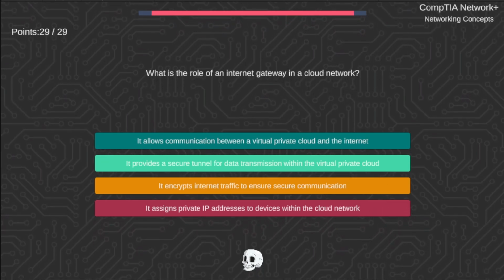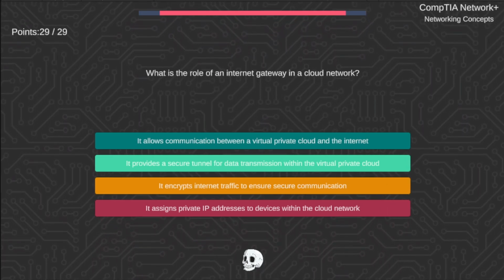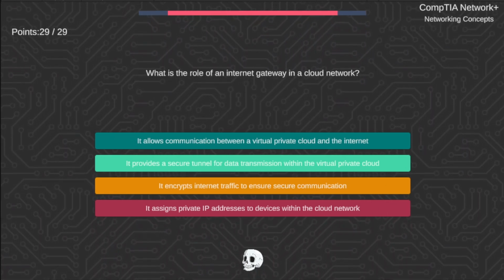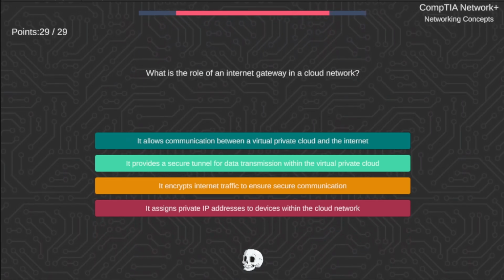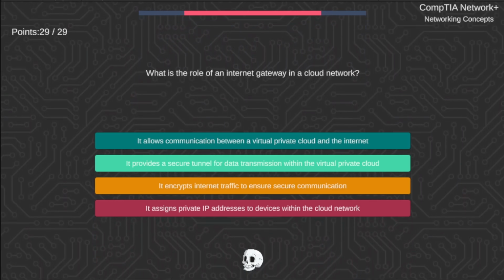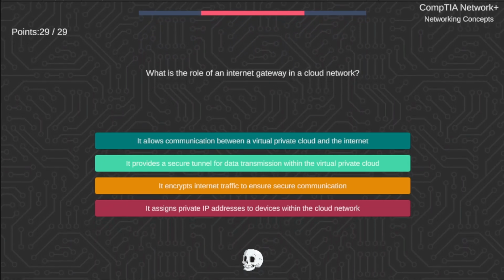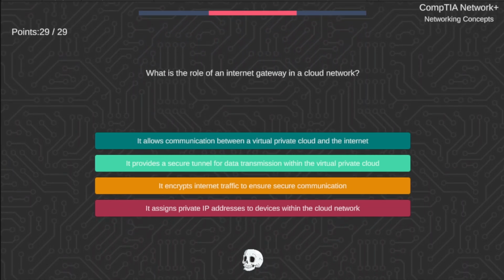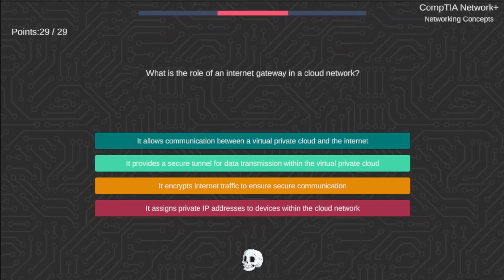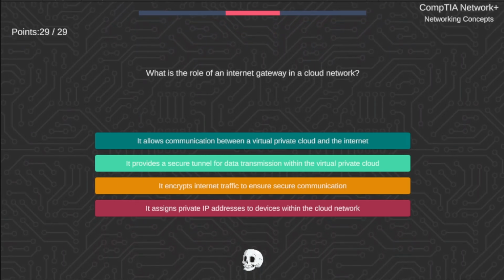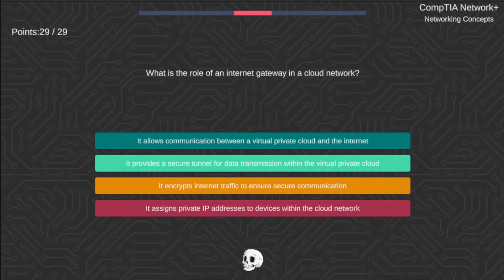What is the role of an internet gateway in a cloud network? It allows communication between a virtual private cloud and the internet. It provides a secure tunnel for data transmission within the virtual private cloud. It encrypts internet traffic to ensure secure communication, or it assigns private IP addresses to devices within the cloud network. An internet gateway in a cloud network.